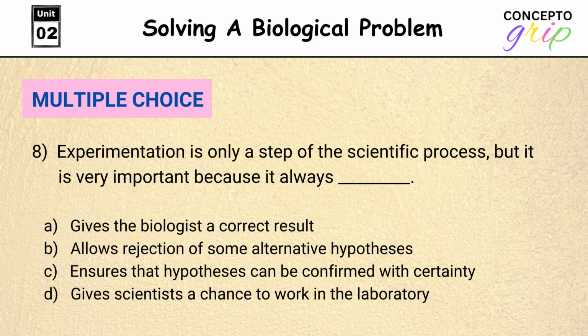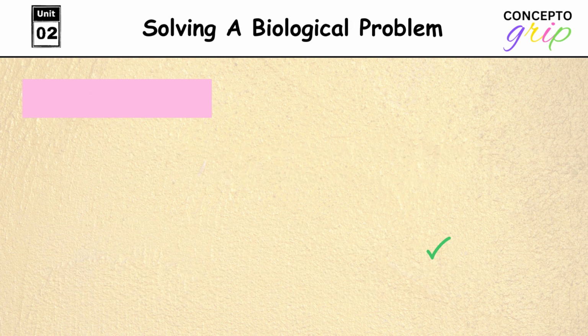Number 8. Experimentation is only a step of the scientific process, but it is very important because it always A. Gives the biologist a correct result. B. Allows rejection of some alternative hypothesis. C. Ensures that hypothesis can be confirmed with certainty. D. Gives scientists a chance to work in the laboratory. Correct option is B. Allows rejection of some alternative hypothesis.